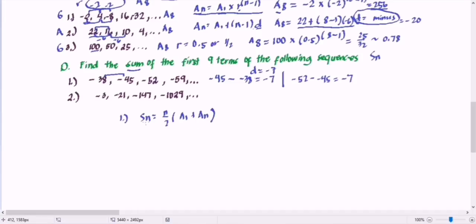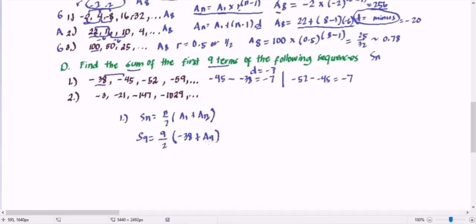Pang-ilang terms tayo? 9 terms ang kailangan natin. So, magiging S sub 9 equals, yung n natin ay gawin nating 9, kasi S sub 9 yan. So, 9 over 2. Then, yung a sub 1 ay itong negative 38, plus yung a sub n. Since n yan, papalitan natin ng 9, pero yung a nandiyan pa rin. So, magiging a sub 9.